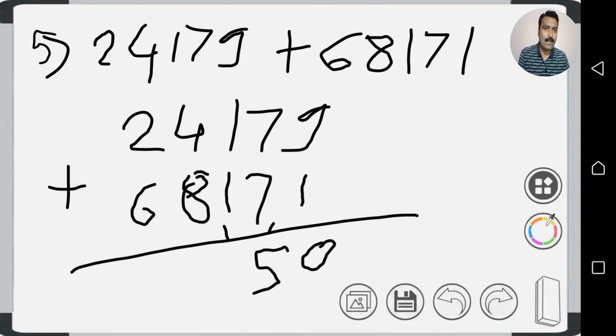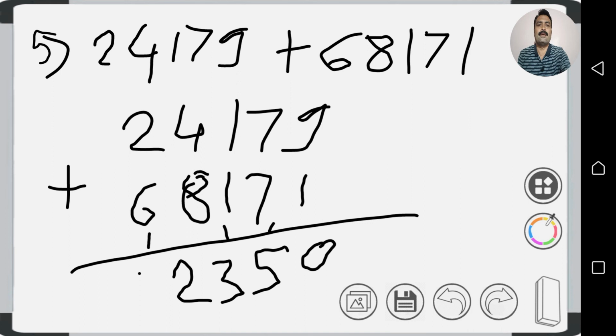Now at 100's place, 1 plus 1 is 2, and we add 1 there, so 2 plus 1 we get 3. Thereafter at 1000's place, 4 plus 8 we get 12. For 12 we write 2 and 1 is taken as a carry into the next addition. And in the last addition, 2 plus 6 will be 8, and 8 plus 1 we get 9.